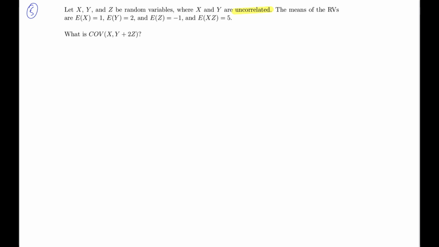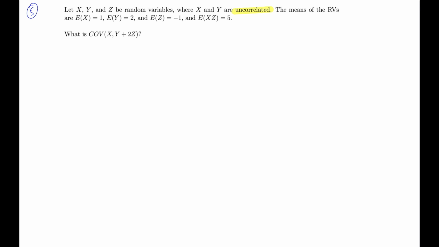The means of the random variables are given. The expectation of random variable x is 1, y is 2, z is minus 1, and the expectation of the product of x and z is 5. We have to find the covariance between random variable x and y plus 2z. Everything is given in terms of the random variables x and y, and one more piece of information is given, that x and y are uncorrelated.